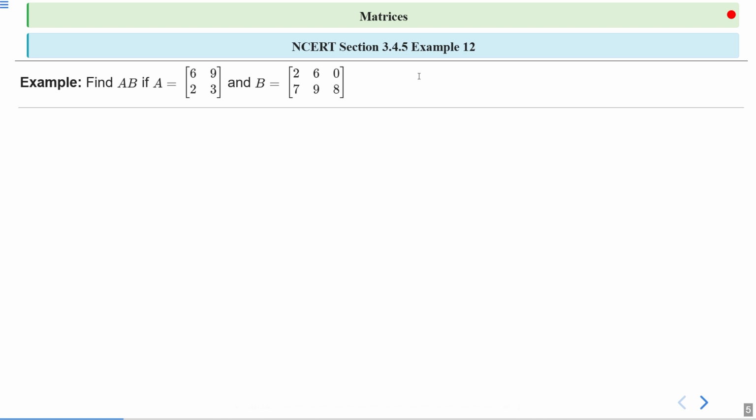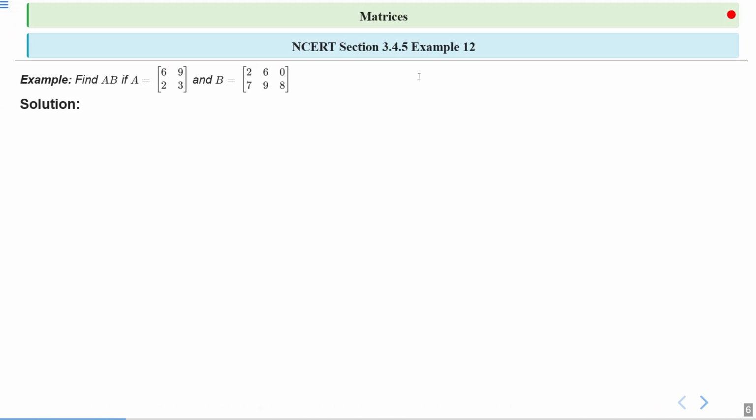Okay. So hope you all have attempted the given question. Let us see how can we solve this, right? Now we will find the product of two matrices A and B. Matrix A is a 2 into 2 matrix and matrix B is a 2 into 3 matrix, right? So let's now see how can we multiply these matrices together.